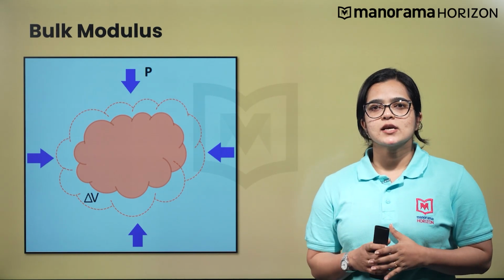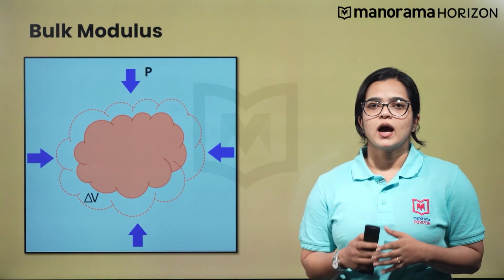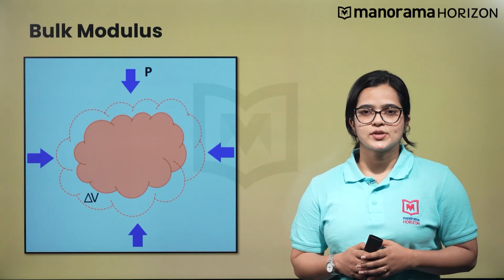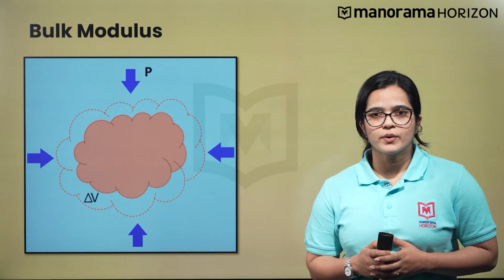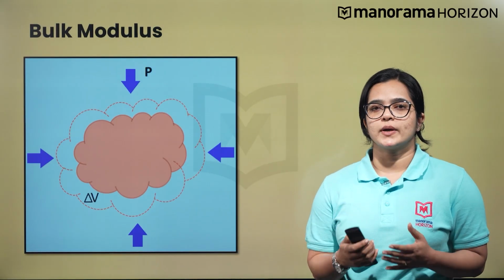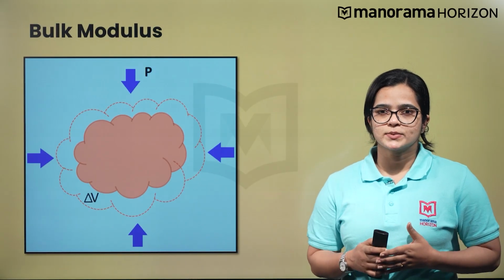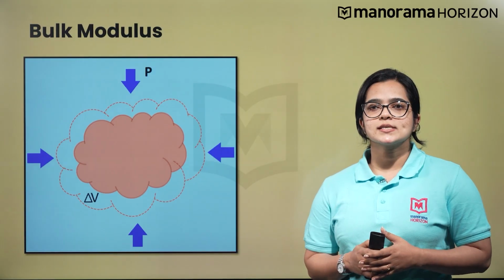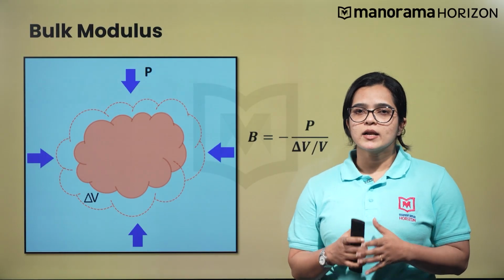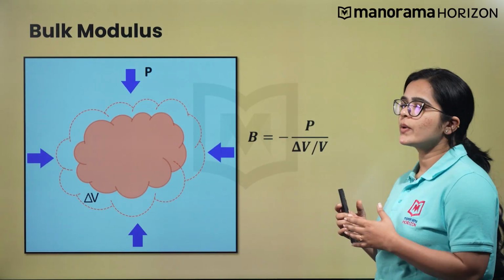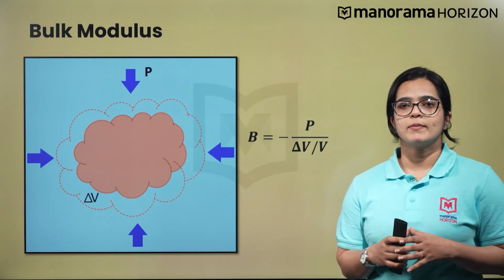The bulk modulus of a material is the ratio of hydraulic stress to the hydraulic strain. Consider an object of volume V. When it is immersed in a liquid, the liquid will exert pressure on the object from all sides and causes a change in the volume. The bulk modulus is given by B is equal to minus P delta V by V.